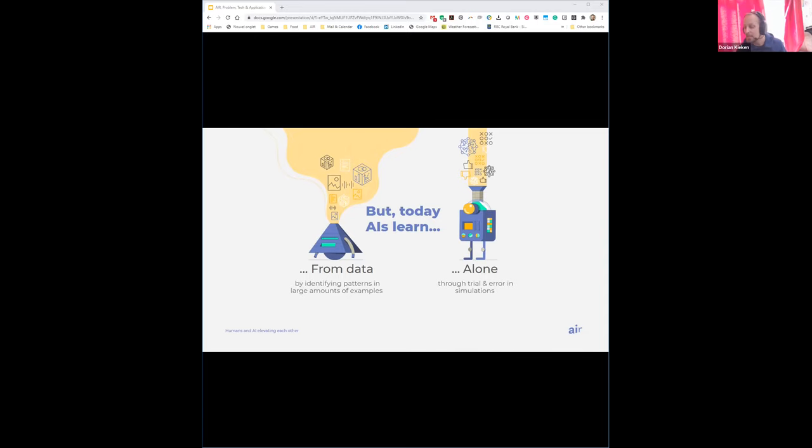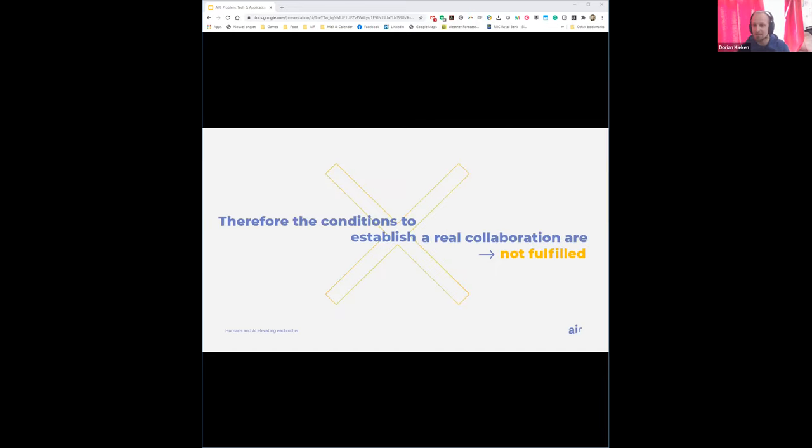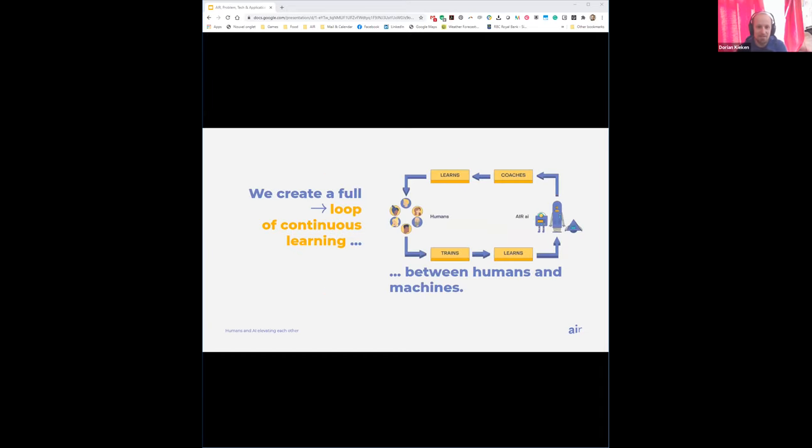And reversely, machine learning is by definition a black box. People designing and training the agent are not always sure or capable of understanding what is happening, and you come in even a lot less. So when you think about it, all the conditions to establish a meaningful and real collaboration are actually non-existent, right? And so that was where we started: we need to do something about this.